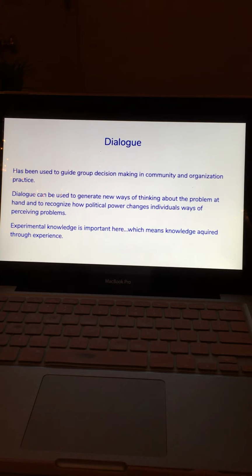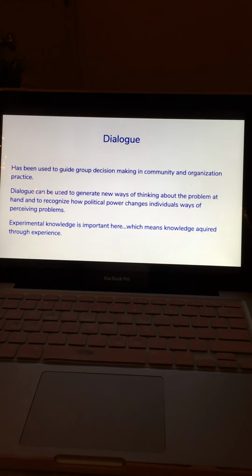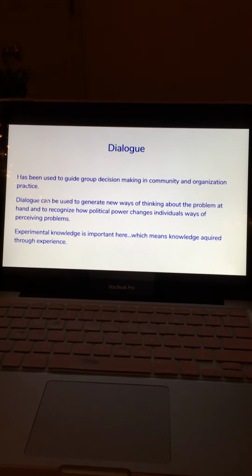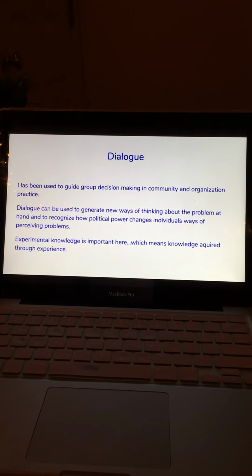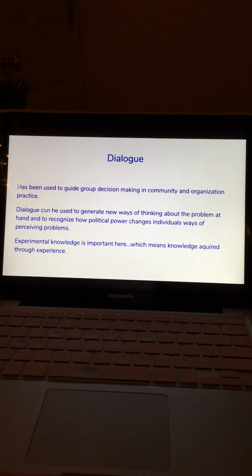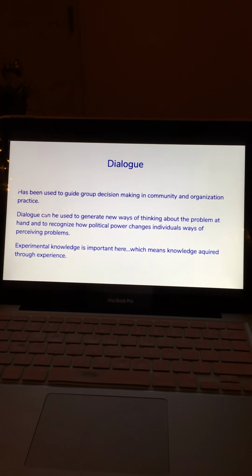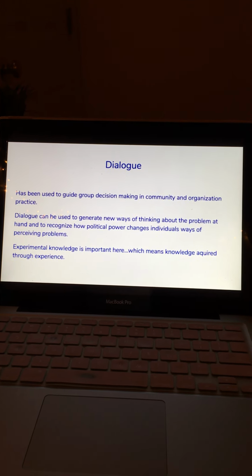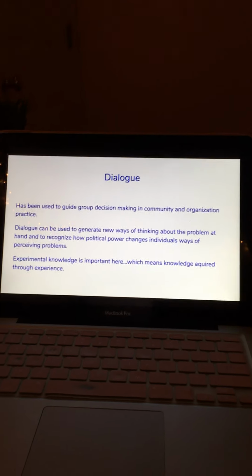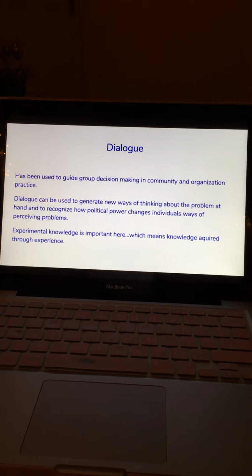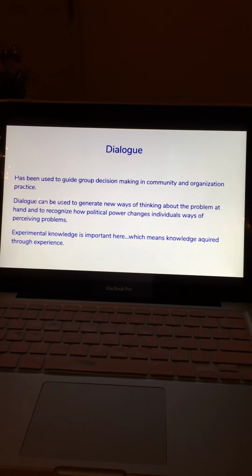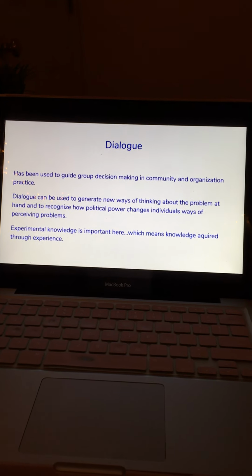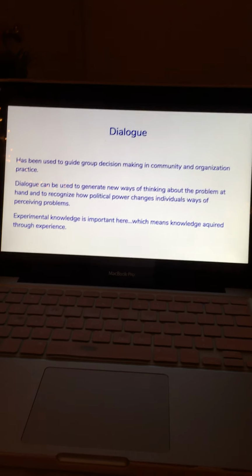So dialogue has been used to guide group decision making and community and organization practice. Dialogue can be used to generate new ways of thinking about the problem at hand, to recognize how political power changes individuals' ways of perceiving problems. And then the book said experiential knowledge is important here. I Googled it, and it said it means knowledge acquired through experience. So basically you gain knowledge by experiencing new things and new problems that come up.